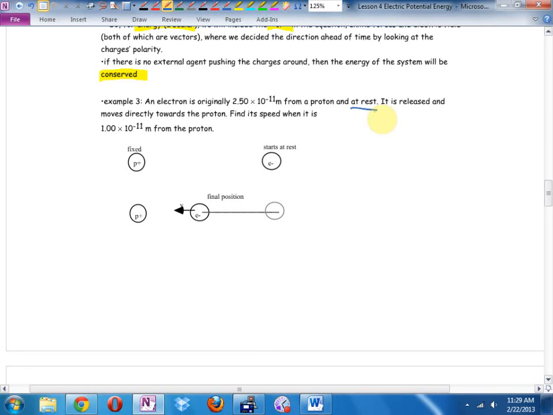To the left? Okay, towards the proton. By the way, what direction is the electric field right there? To the right. The electron wants to move to the left. There's another way you can figure out the direction of electric field: which way would a positive want to move? Okay?